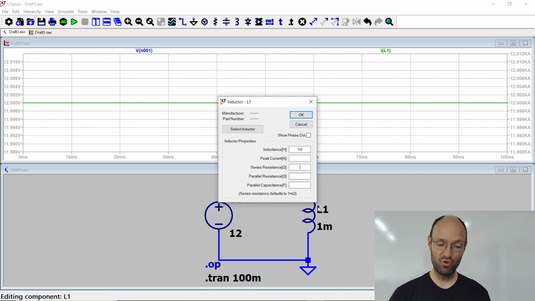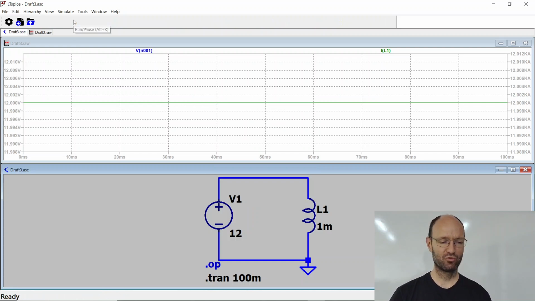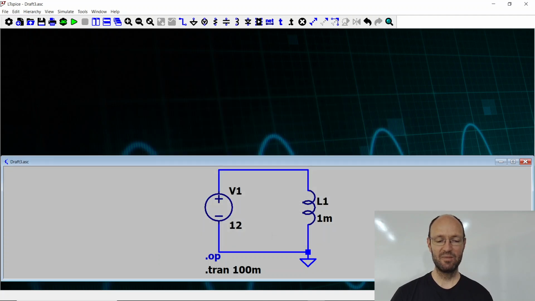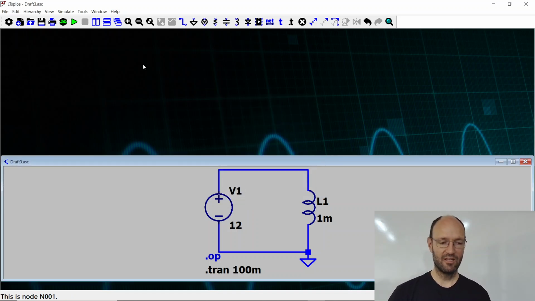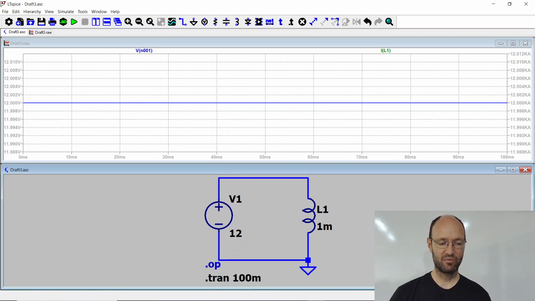So of course, what we could do is we could set this to 0. I'm not sure what happens now. Hopefully it won't crash. So run it once again. Okay, then it says, I'm sorry, this won't work. We have a voltage source and an inductor in parallel, and we have some overdefined circuit matrix, and this won't work. You need to add some series resistance. I mean, by the rules of circuit calculation, this should work, but it does not work in the simulator. Okay, so we need to delete the 0 here once again. Then, of course, we are back with our settings that we had before.